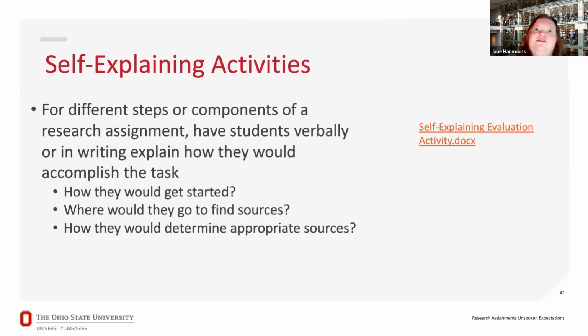Very similar to that, self-explaining activities. So if you want students to just tell you, here's the research assignment, step by step, how would you go about doing this? One of the key components of this assignment is for you to find 5 scholarly articles in the discipline. Have them tell you verbally and in writing how they would go about doing that, where they would go to get started, where they would look for those sources, how would they recognize what those sources are, right?